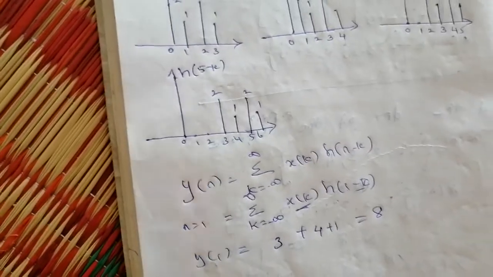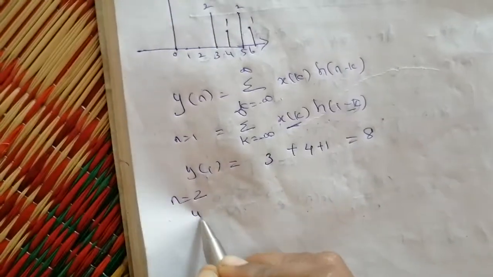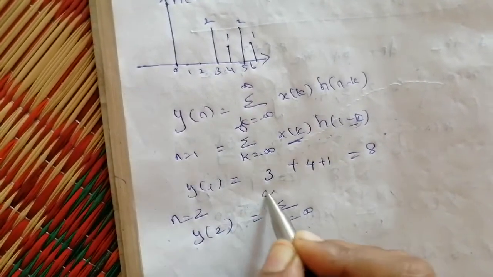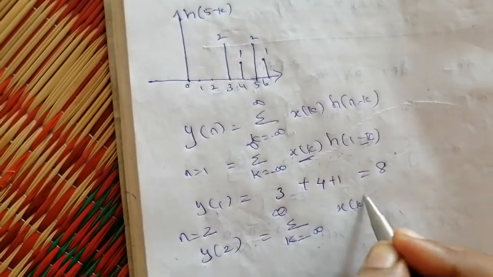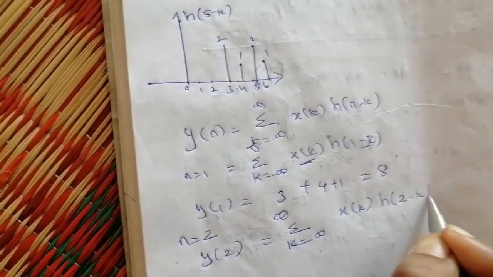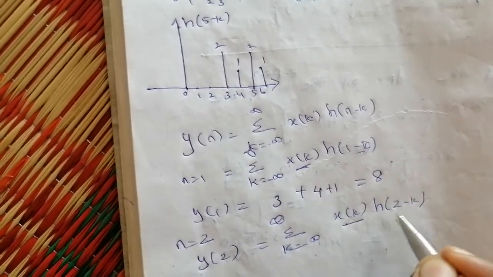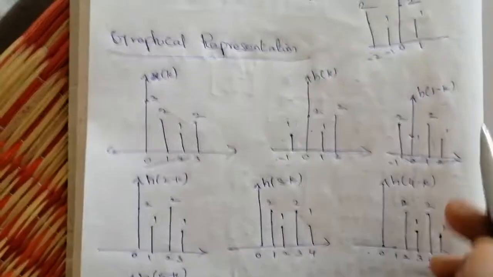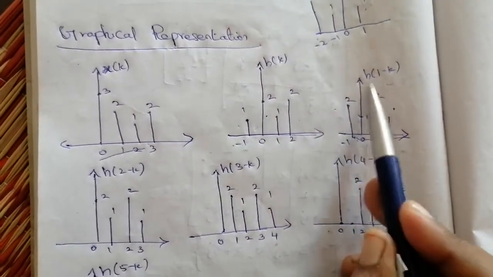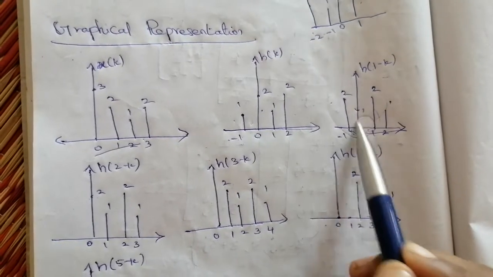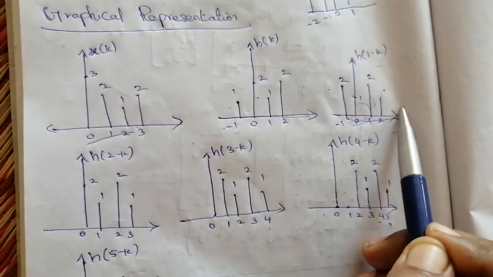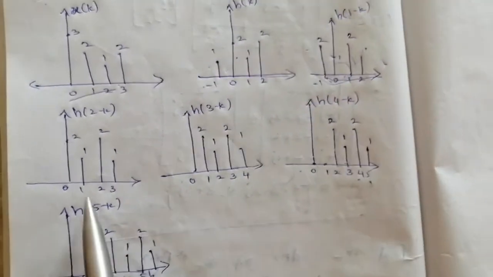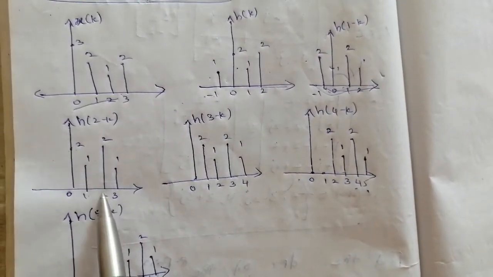Now substitute n equal to 2. So y of 2 equals summation k equal to minus infinity to infinity x of k h of 2 minus k. We already have the x of k diagram. Now to draw h of 2 minus k, we use the h of 1 minus k diagram, shifted one position to the right. So minus 1 shifted to 0, 0 shifted to 1, 1 shifted to 2, and 2 shifted to 3.